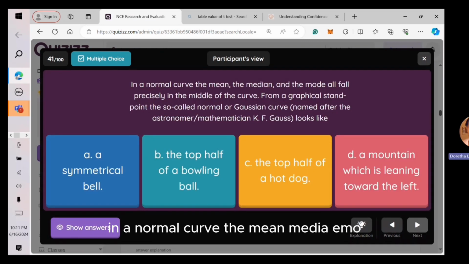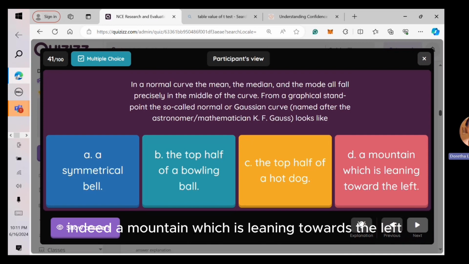In a normal curve, the mean, median, and mode all fall precisely in the middle of the curve. From a graphical standpoint, the so-called normal Gaussian curve, named after the astronomer-mathematician K.F. Gauss, looks like A, a symmetrical bell, B, the top half of a bowling ball, C, the top half of a hot dog, and D, a mountain which is leaning towards the left.